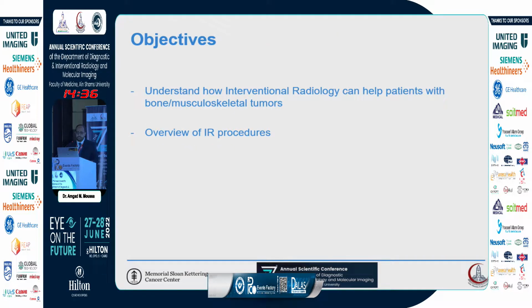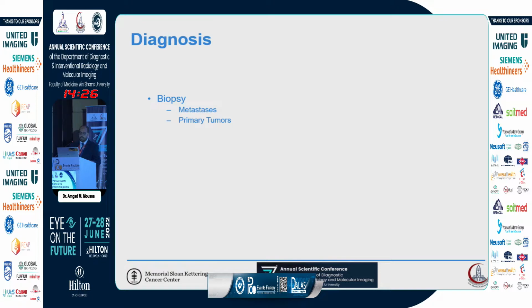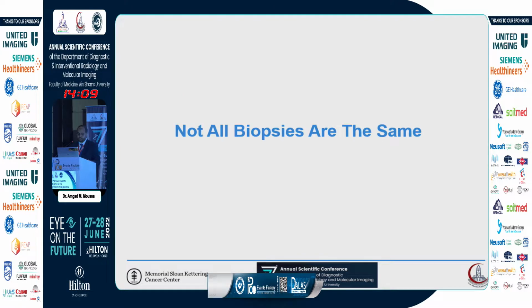My objectives will be to give an overview on how interventional radiology can help patients with bone or musculoskeletal tumors and give an overview of these IR procedures that we offer. I think the first role that we always play is diagnosis, and it's very central to our practice, is the biopsy and how not all biopsies are the same, whether we're dealing with a metastatic lesion or a primary tumor, the approach is a bit different.